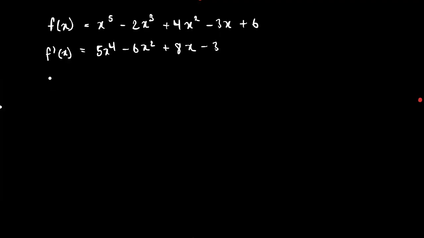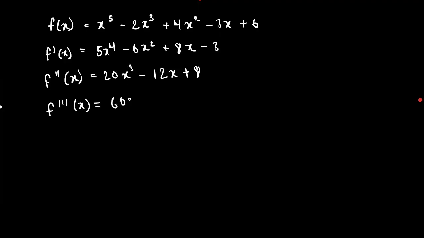Now the second derivative, all we have to do is take the derivative of the first derivative. It's as simple as that. So the second derivative would simply be the derivative of this. So that would be 20x cubed minus 12x plus 8. And you'll notice then if we go on to take the third derivative of this function, this would become 60x squared minus 12.